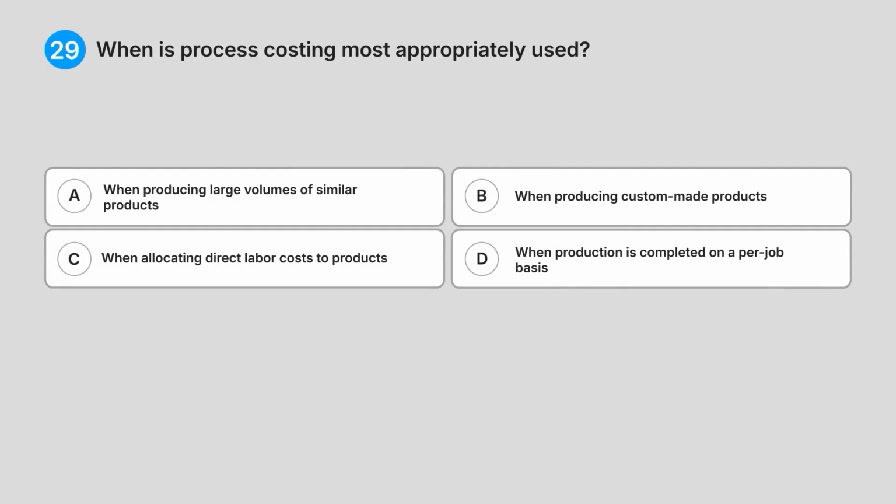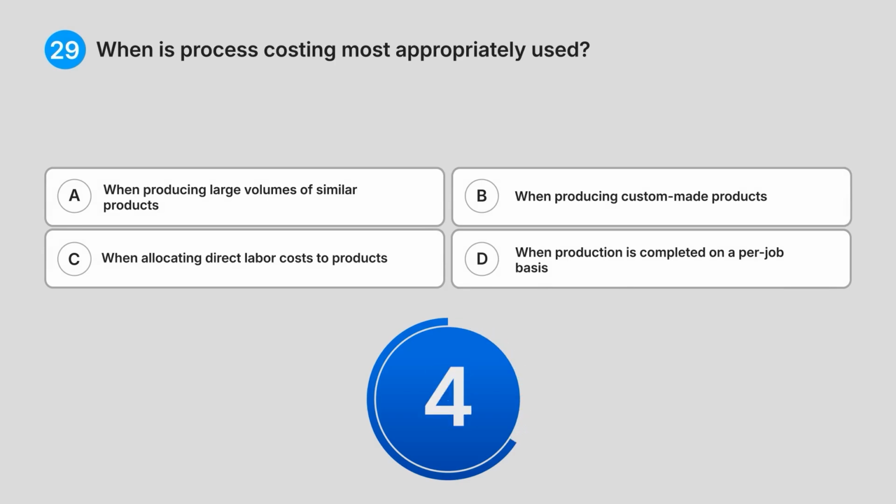29. When is process costing most appropriately used? A. When producing large volumes of similar products. B. When producing custom-made products. C. When allocating direct labour costs to products. D. When production is completed on a per-job basis. Do you know the answer?